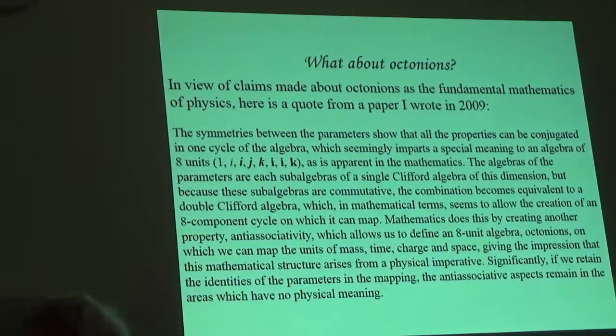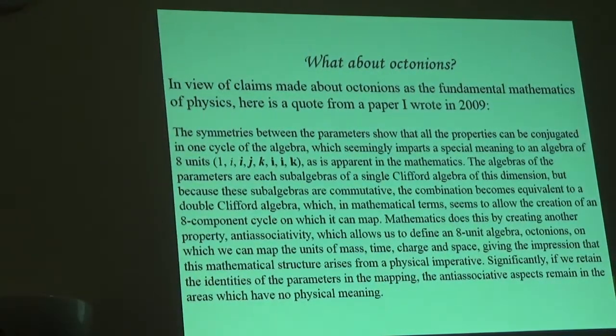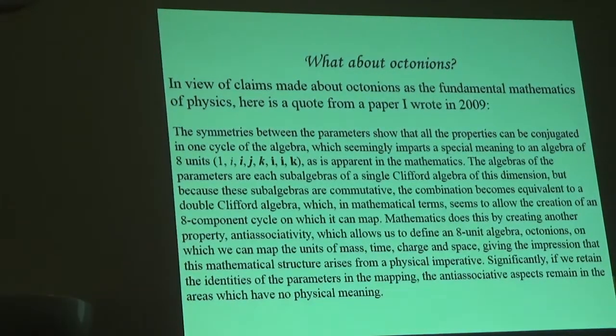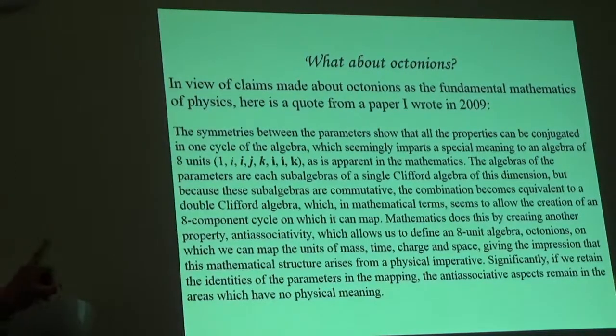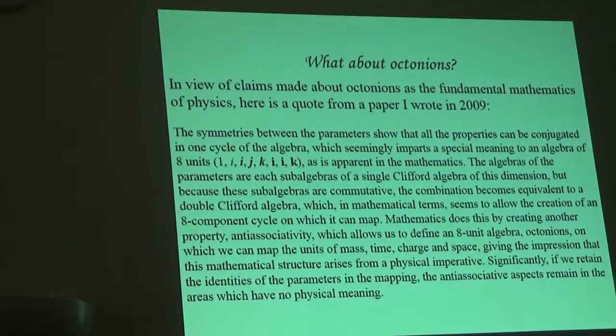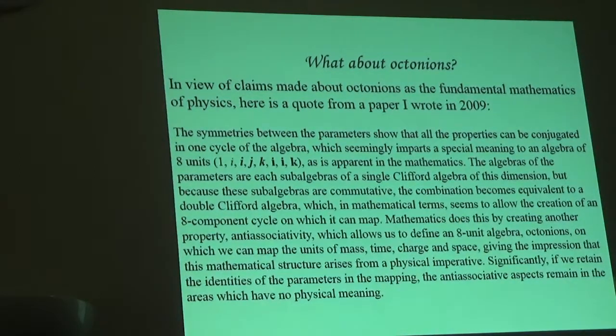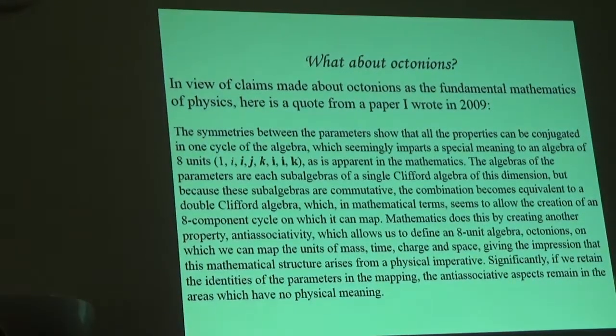Now I want to say something about octonions, and I'm going to quote something I wrote in 2009. So, the symmetry between the parameters shows that all the properties can be conjugated in one cycle of the algebra, which seemingly imparts a special meaning to an algebra of 8 units. And that's the 8 units, that's the real, complex, quaternions and vectors. The algebras of the parameters' subalgebras are single Clifford algebras of this dimension. But because these subalgebras are commutative, the combination becomes equivalent to a double Clifford algebra, which in mathematical terms seems to allow the creation of an 8 component cycle on which you can map. And I say mathematics does the same by adding a new property which we call anti-associativity, which gives us octonions.